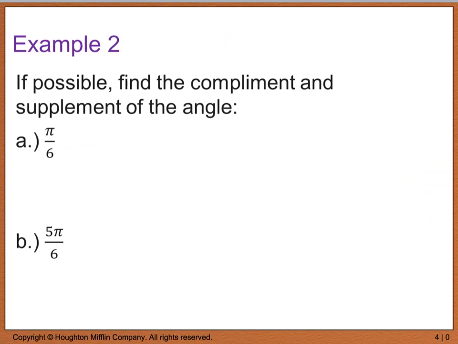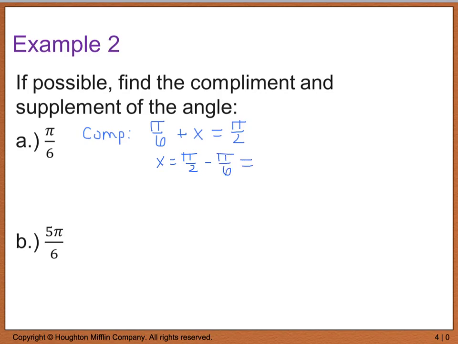So for example 2, we want to, if possible, find the complement and supplement of the angle that's given. So for part A, let's look at the complement. We know that complements have to add up to pi over 2. So I'm going to set this up and say that pi divided by 6 plus some angle x is going to give me pi divided by 2. So in order to find x, that tells me that I have to subtract pi over 6. So x is equal to pi over 2 minus pi over 6.